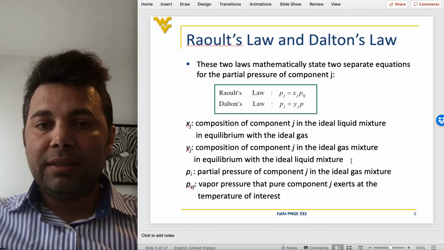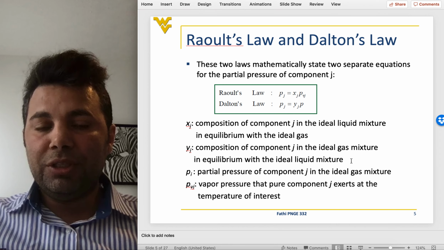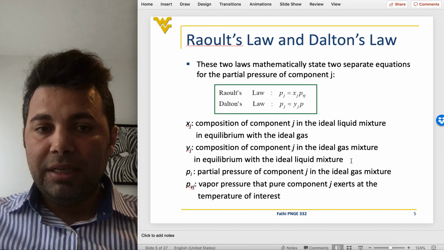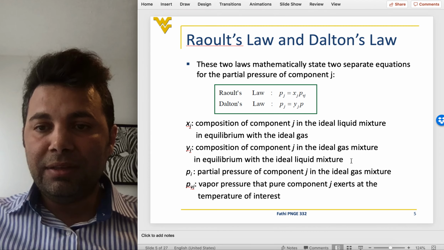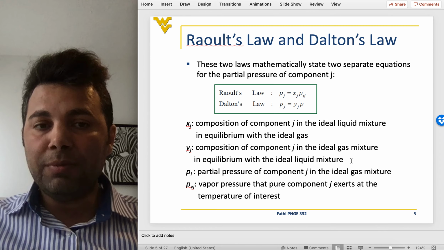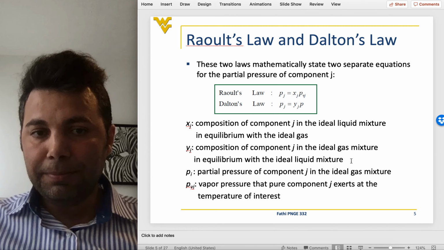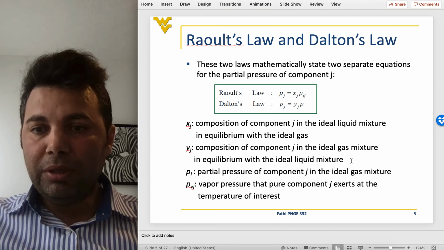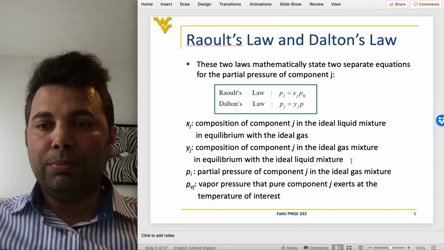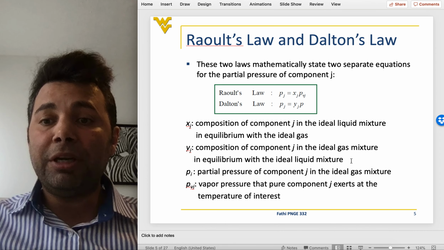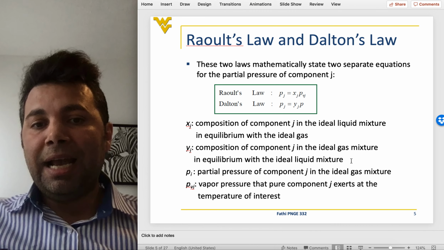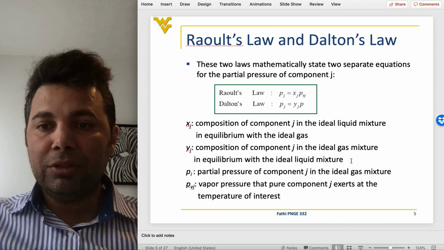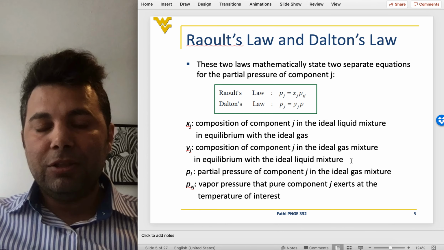In the gas phase, however, we have Dalton's law, which says the partial pressure exerted by any component in the gas phase is equal to the mole fraction of that component in the gas phase times the total pressure of the mixture. Okay, so we have these two laws. The partial pressure in the liquid phase is equal to the mole fraction of the component in the liquid phase times the vapor pressure of that component. In the gas, the partial pressure of every component is equal to the mole fraction of that component times the total pressure.